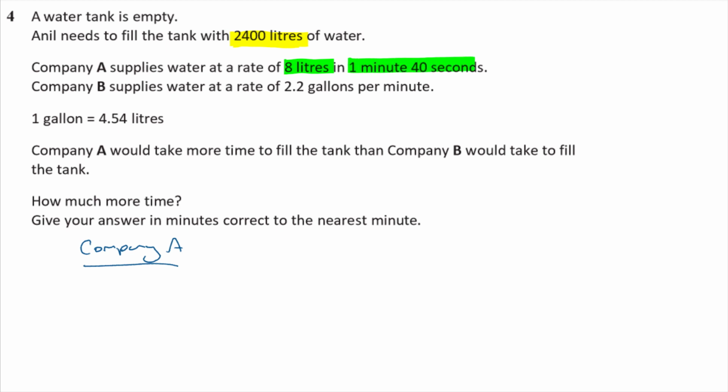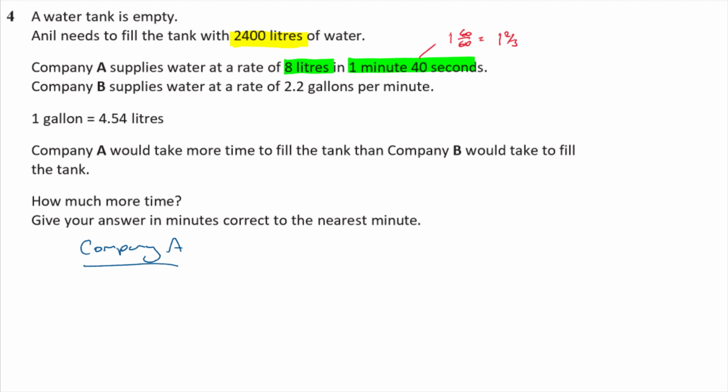Okay? So what we need to do is work out how many lots of 8 litres we have in 2,400 litres, and then multiply that by the time it takes to deliver it. Now I don't like the fact that I've got mixed units there of minutes and seconds. So I'm going to rewrite 1 minute and 40 seconds in minutes. So that is 1 minute and what fraction of a minute? It's 40/60ths, isn't it? 40/60ths of a minute, because there are 60 seconds in a minute and I've got 40 of them. That's the same thing as 1 2/3. So I've got 1 2/3 of a minute.